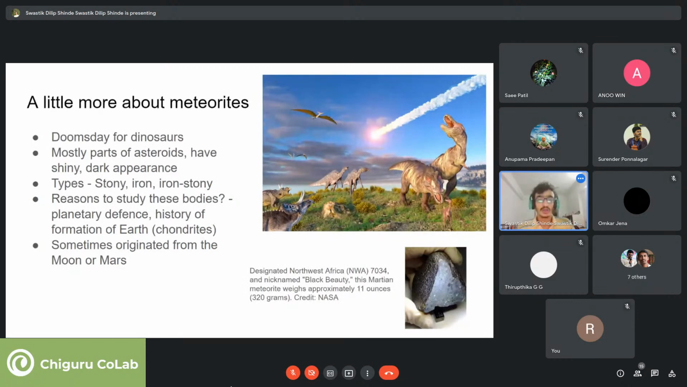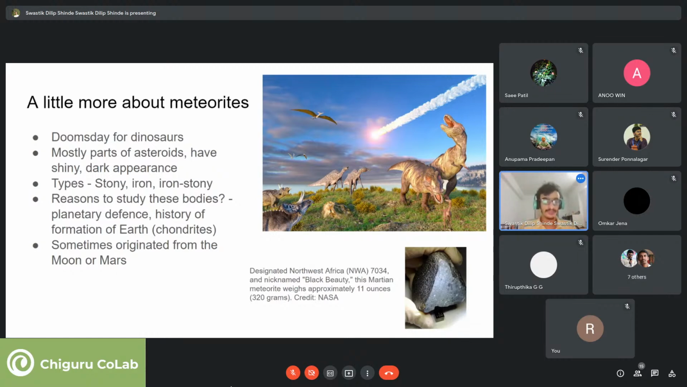Another thing is that, as I said earlier, these asteroids are part of the early solar system. The early solar system asteroids are also known as chondrites. So by studying those chondrites, we can study the history of formation of Earth, or how the early Earth may have looked, or compositionally what the early Earth was made up of. So we can study that using these chondrites or the early asteroids.